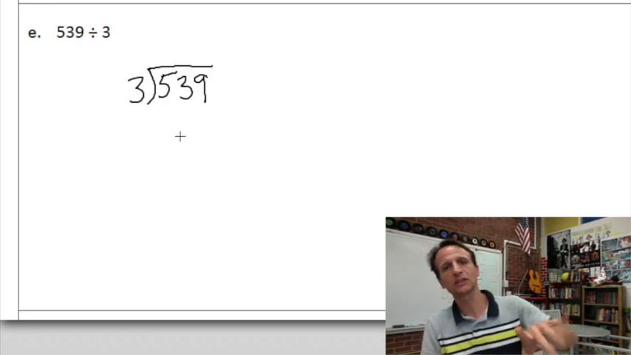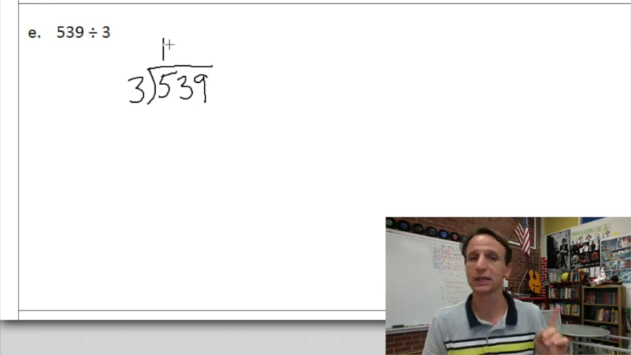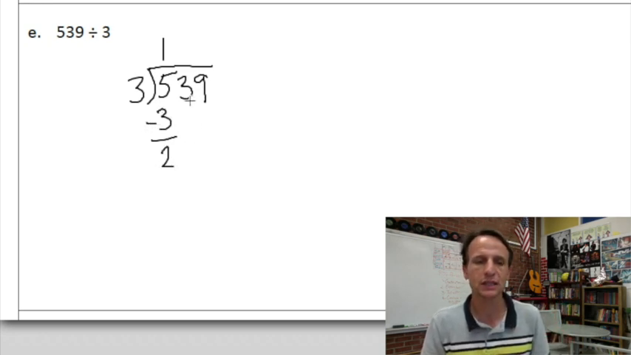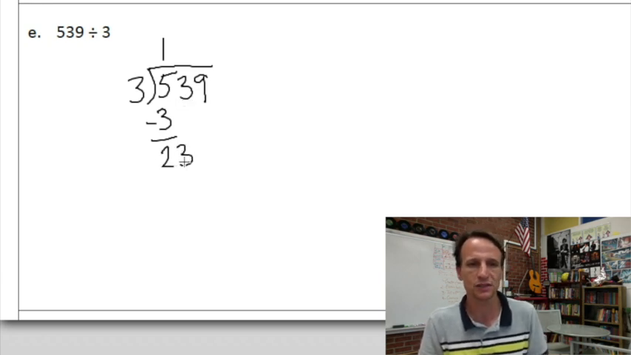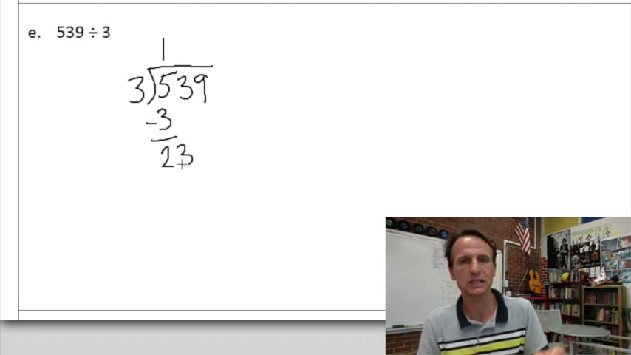So how many 3s in 5? Well, skip count by 3s. 3. There we go. 1. There is 1 3 in 5, because 1 times 3 is, you're not 5, but 1 times 3 is, yes, 3. Subtract, you're left with 2. We can now go to the tens place. We have 3 tens. So 23 tens we're dividing now. How many 3s in 23?